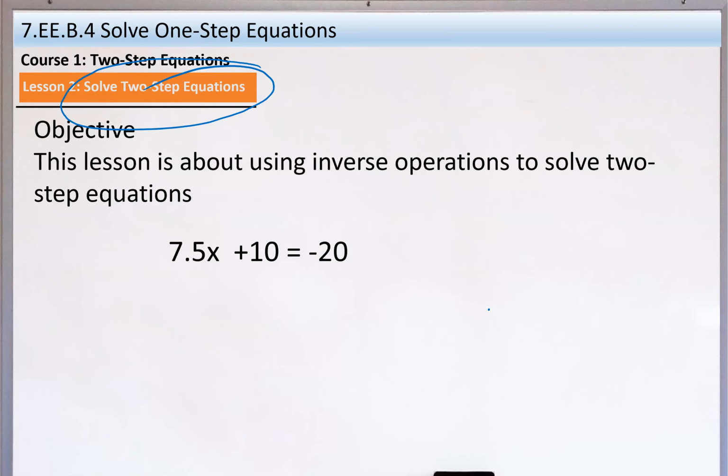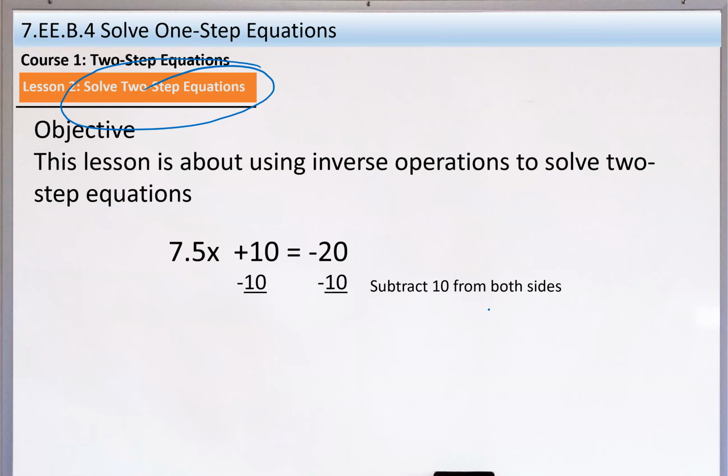So we have a two-step equation here. 7 times some number x plus 10 equals negative 20. Well, we studied one step. Why is this called two steps? Because it takes two steps, two inverse operations to solve this problem.